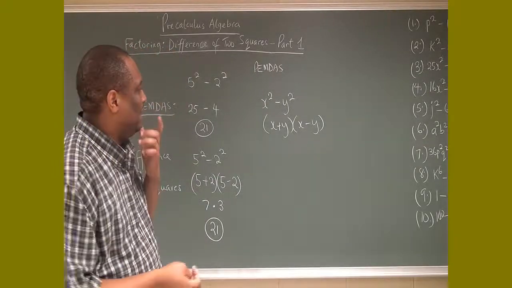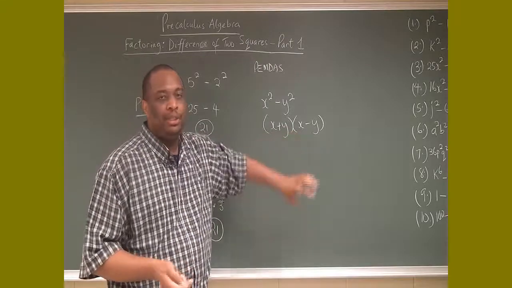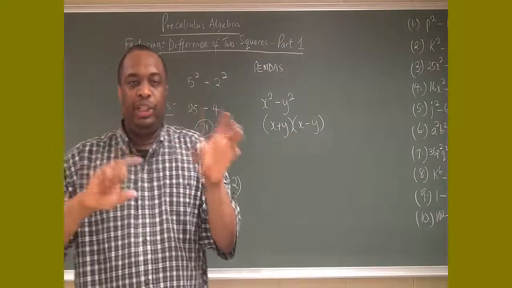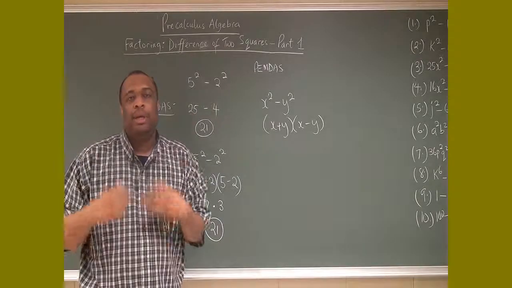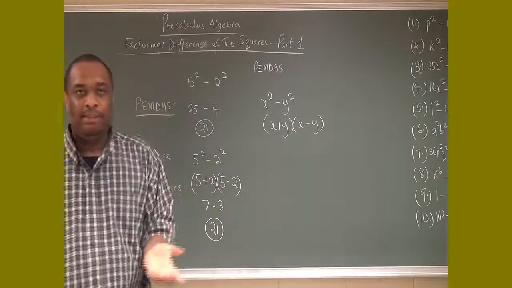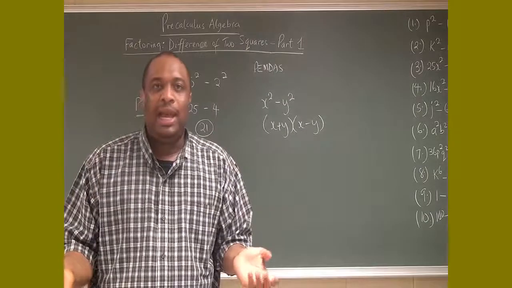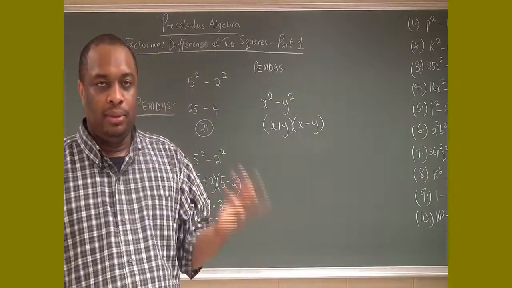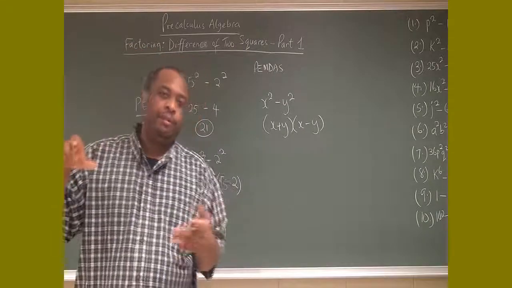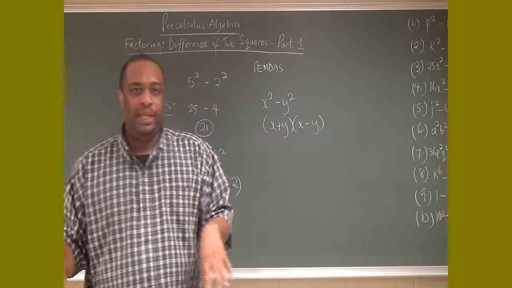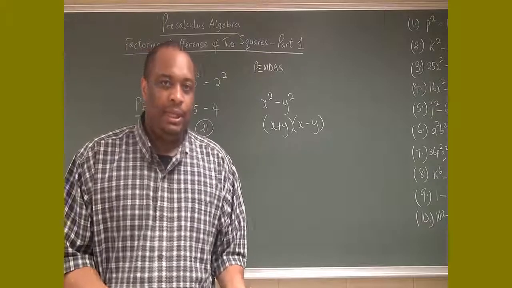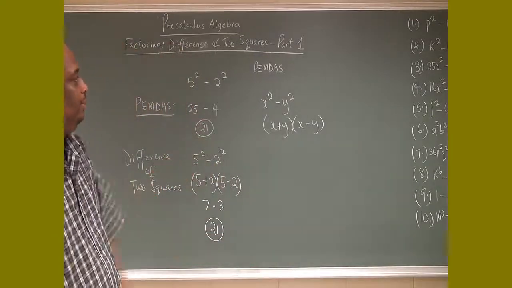Even we apply this method when we do rationalization. When we rationalize radicals, we use that method. When we do division of complex numbers, and we have to rationalize the denominator, we apply the difference of two squares principle.